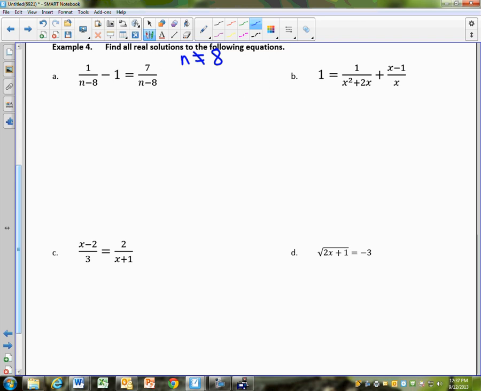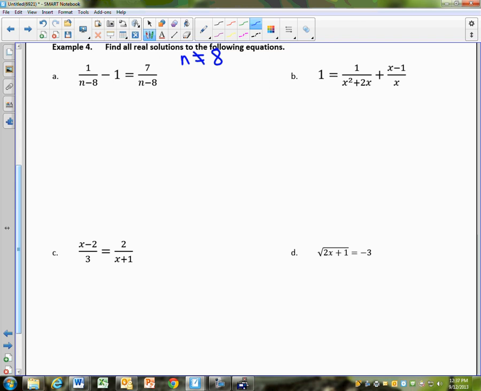Well, isn't anything divided by itself 1? So which is it? Or is it something else? Topic for calculus.